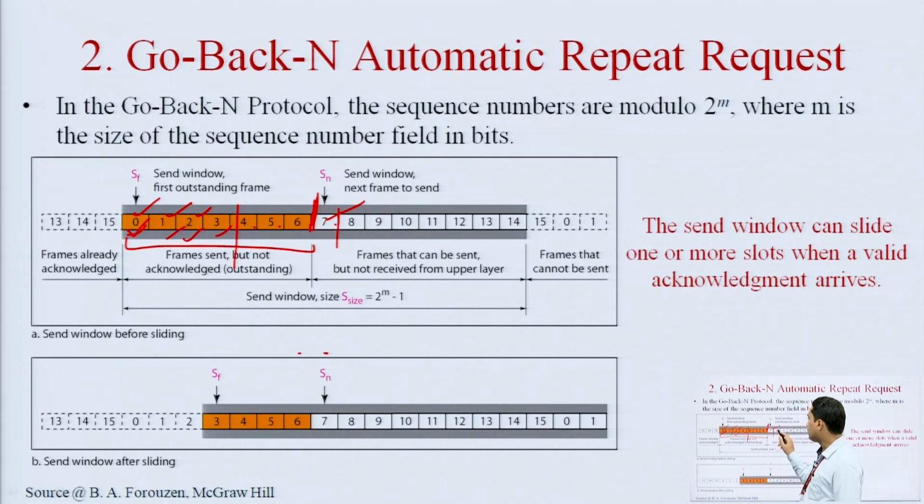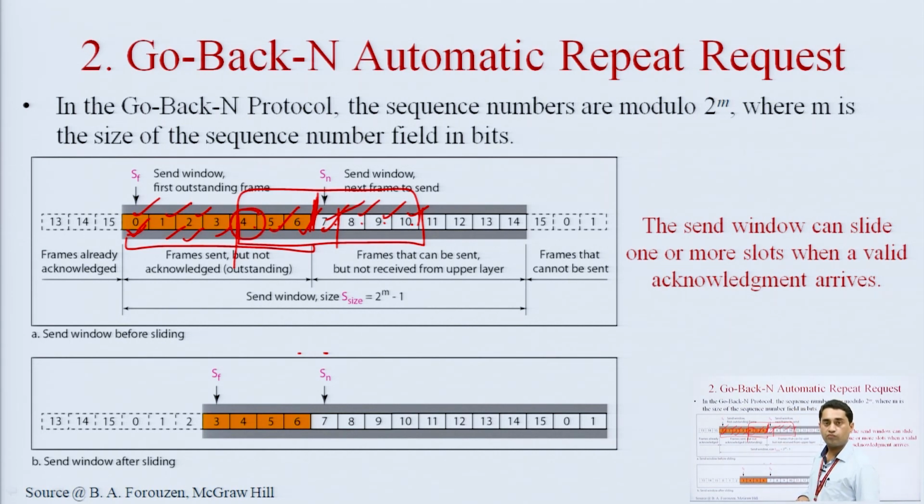1, 2, 3, 4. Now my window is shifted towards this. Now I will send frames 8, 9, 10. Suppose now I received the acknowledgement of 5, 6, 7, but not the acknowledgement of 4.